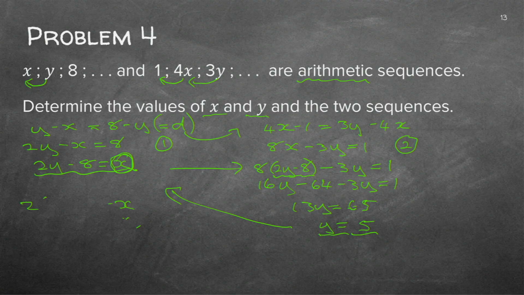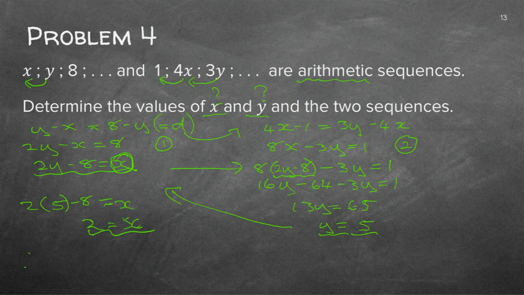So it's 2y minus 8, which gives me x, and the y is 5. 10 minus 8 is 2. So x is 2 and y is 5. Now, is that what they asked? Yes, they asked to find the x and the y, but they also said, now write down the two sequences.